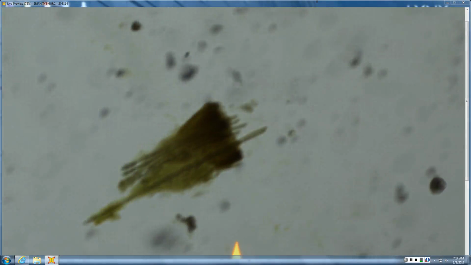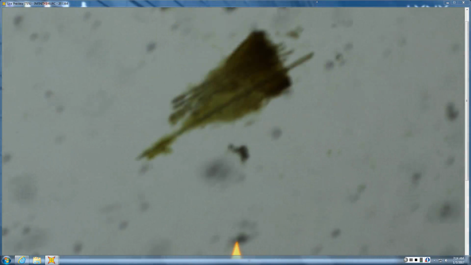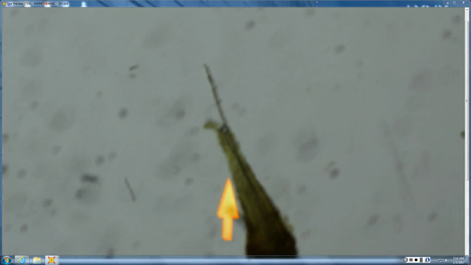Okay, these are supposed to just be hair casts, which can occur with a variety of conditions, and that's really all these are. You can see sort of retained portion here on these hair shafts. Not very exciting, but that's what those are.